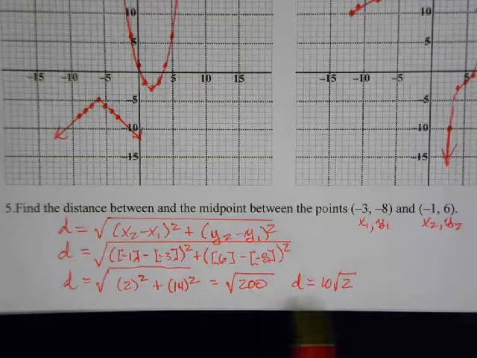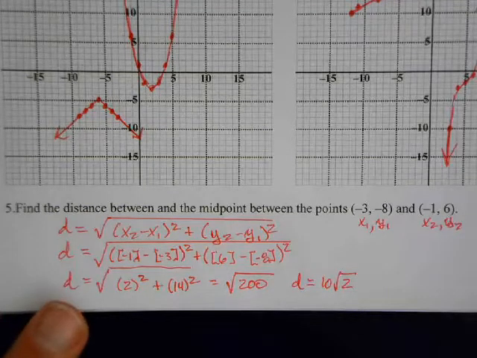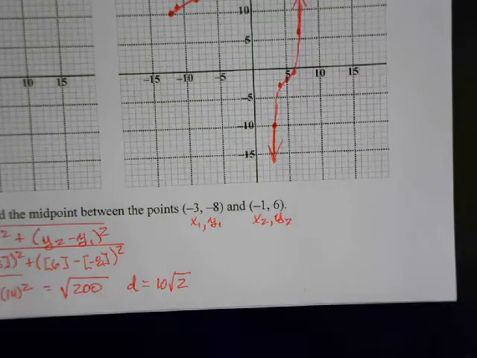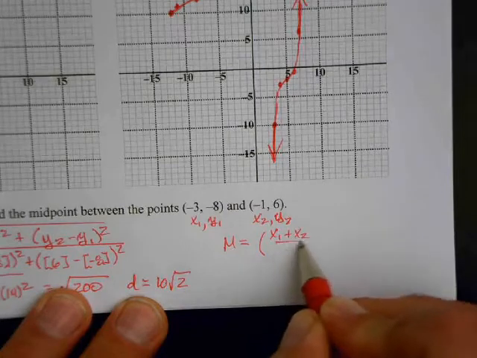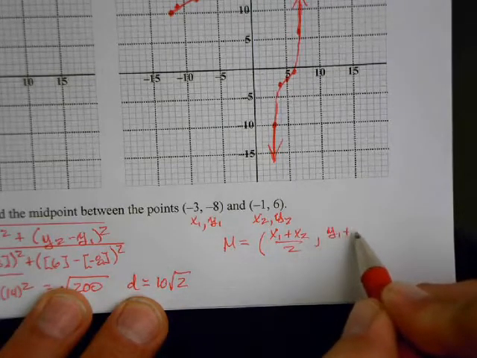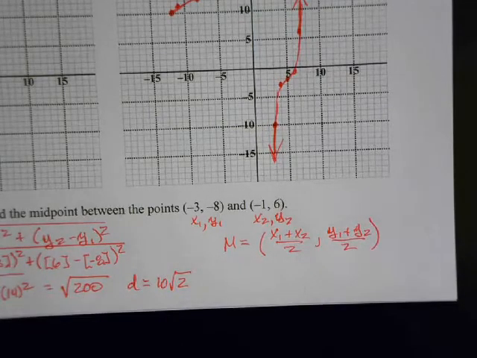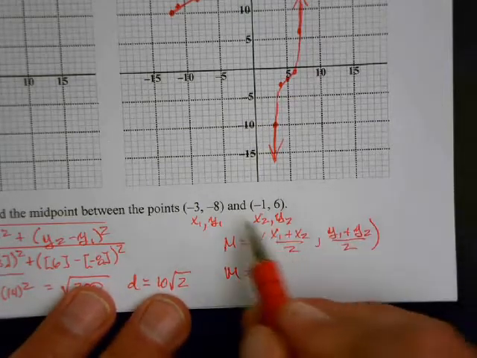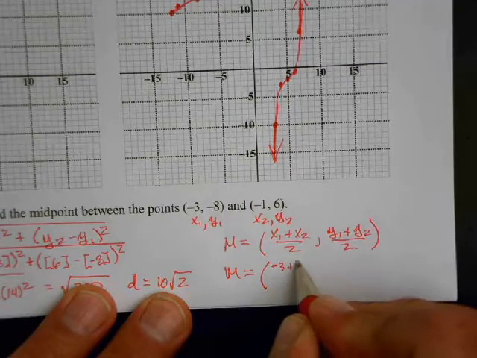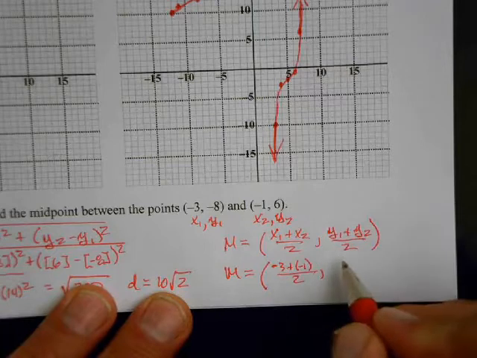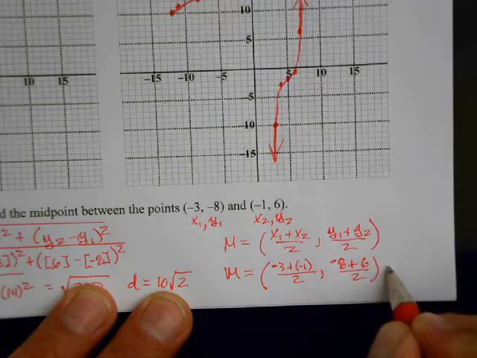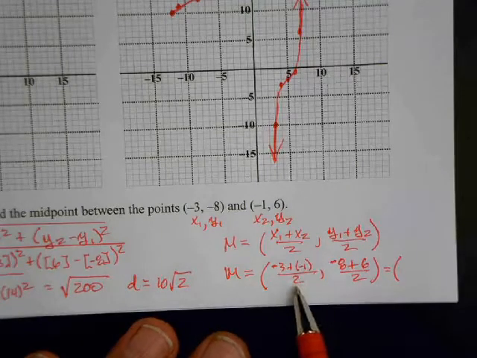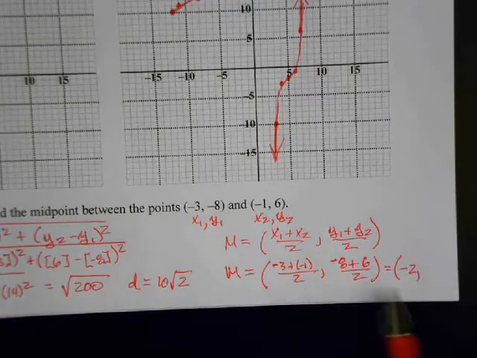All right, now midpoint. Midpoint formula. Remember, it's basically the average of the x's, the average of the y's, x1 and x2 over 2, y1 and y2 over 2. So what are we going to have here? All right, x1, negative 3 plus a negative 1 over 2, and let's see, negative 8 plus a 6 over 2, which will give me, let's see, that's negative 4 over 2, so that's negative 2. And that's negative 2 over 2, so that's negative 1. So the point that's halfway between those will be negative 2, negative 1.